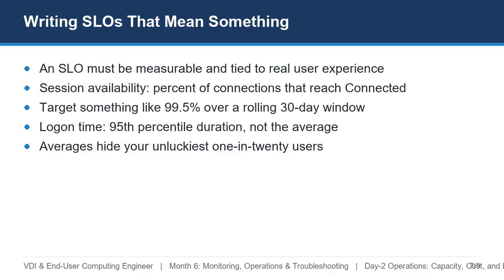A service level objective is only useful if it's measurable, tied to real user experience, and realistic over a defined window rather than an aspirational absolute nobody can hit. 2 worth adopting almost everywhere: session availability, the percentage of connection attempts that succeed end-to-end, targeted around 99.5% over a rolling 30-day window, and logon time, measured at the 95th percentile rather than the average, because an average hides the worst experiences behind a sea of fast logons, and the 95th percentile is usually where the real complaints are coming from.